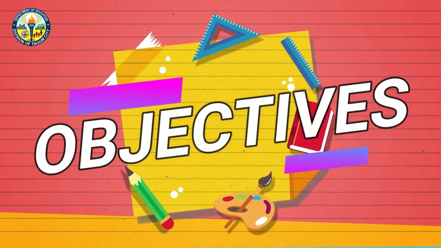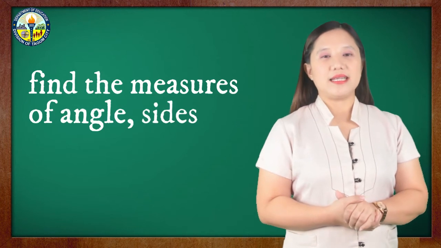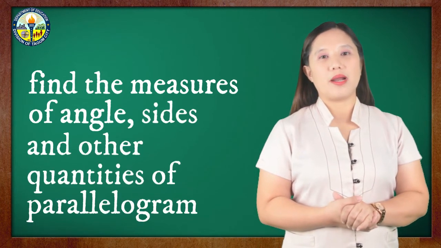We are now in Module 2 of Quarter 3 in Mathematics 9, which is all about parallelogram. Your task today is to find the measures of angle, sides, and other quantities involving parallelogram.